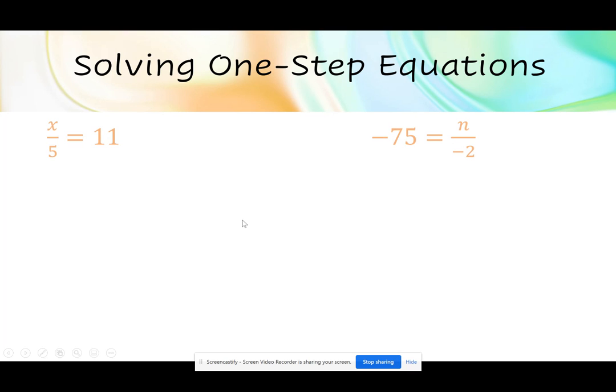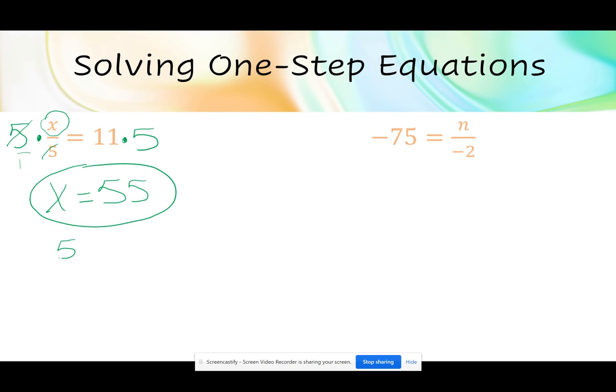Now we have division. Right here we have x divided by 5 equals 11. We want to get this x alone. To undo division, you multiply. So 5 over 1 times 1 over 5, they cancel out. We're left with 1x equals 11 times 5, which is 55. Again, you could check your work. 55 divided by 5 does give us 11.